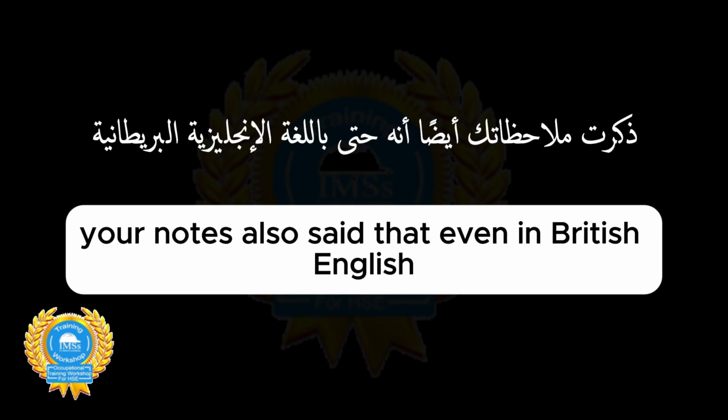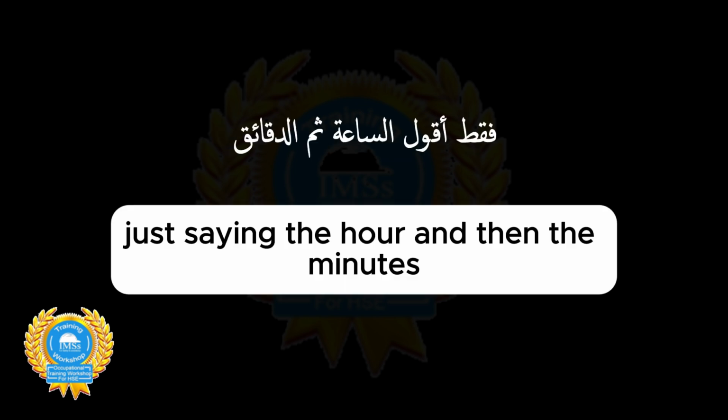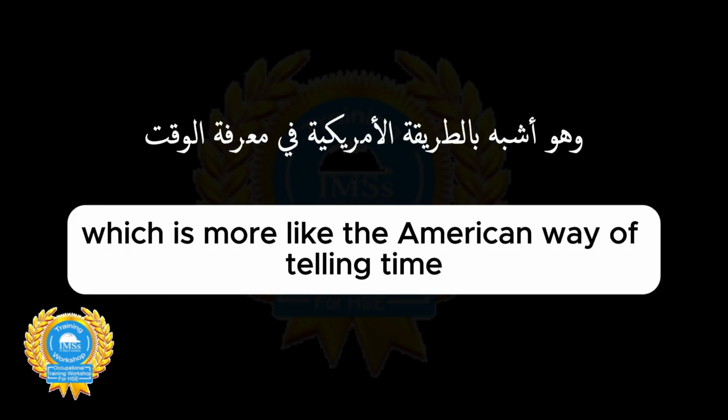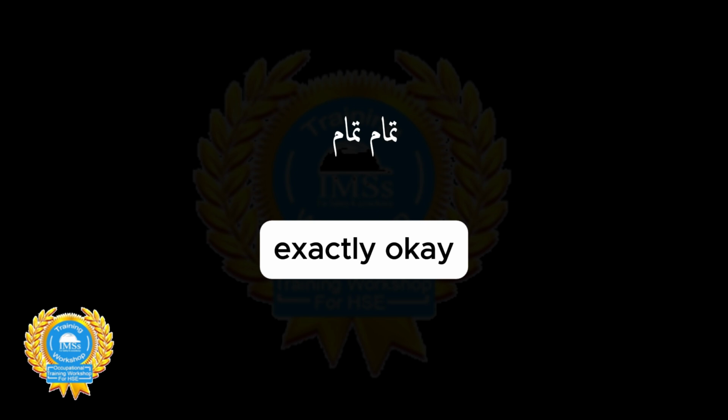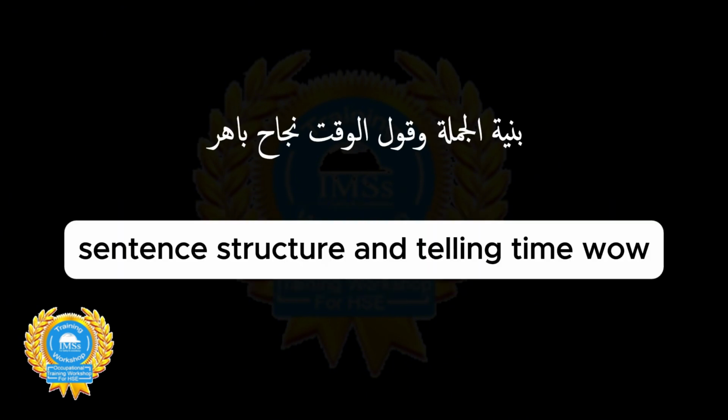Right, right. But then your notes also said that even in British English, they often use a more direct method, just saying the hour and then the minutes. Yeah, so you could also just say three fifteen or five thirty. Right, which is more like the American way of telling time. Exactly. Okay, well, I think that about covers it. We've gone through nouns, articles, plurals, verbs, sentence structure, and telling time.